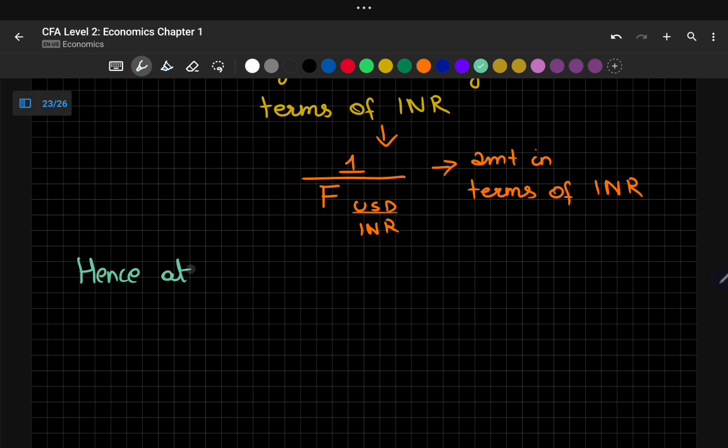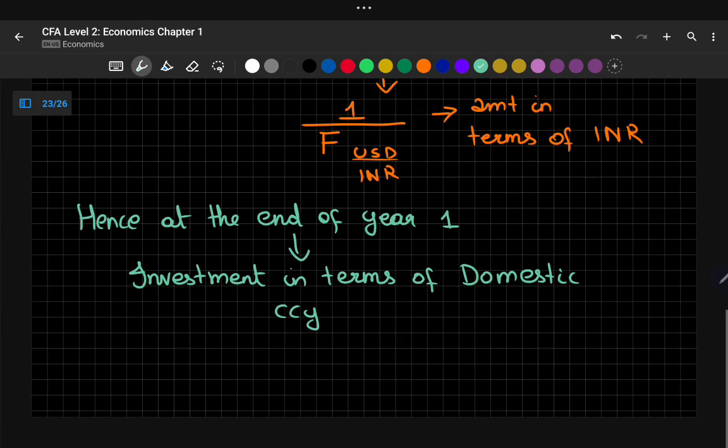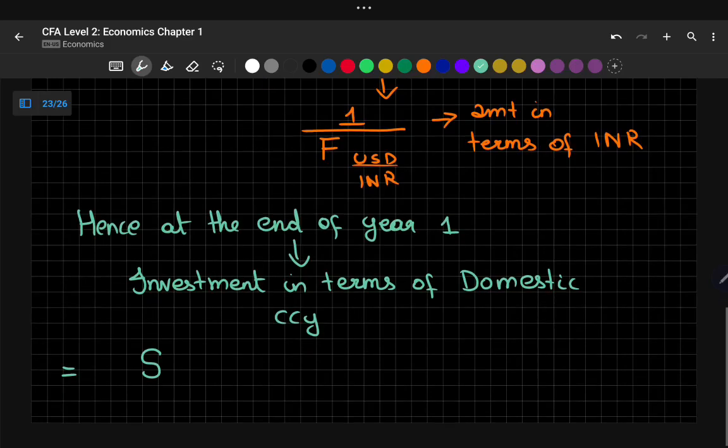Hence, at the end of year one, the investment in terms of domestic currency would be equal to, first, what will happen? Using the spot exchange rate, in the beginning, I converted INR to USD. Then I invested it for 1 year at USD's risk-free interest rate. Now, after 1 year, I have this return.